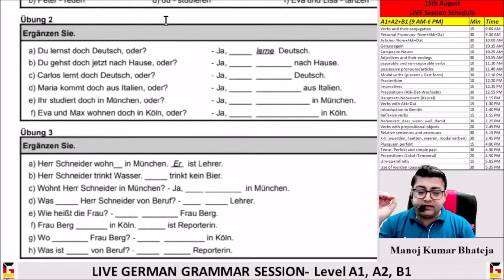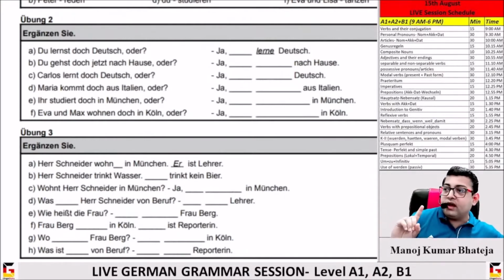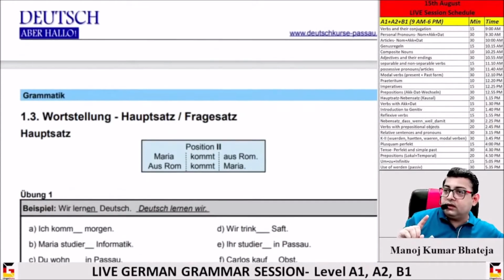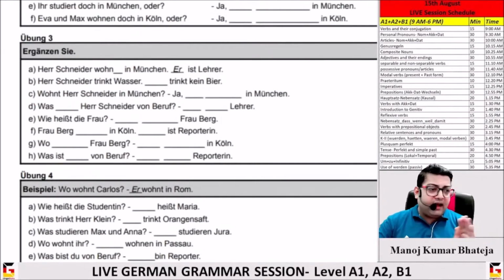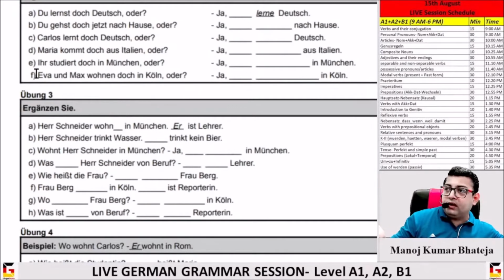Write in the chat box, please. They. Correct. So what is they? It is sie. Yeah, sie wohnen in Köln. Correct. Thank you. Okay. Any question? Now, no, Kuldeep. Why will we write R? No R. Plural. Third person plural. It's third person plural.